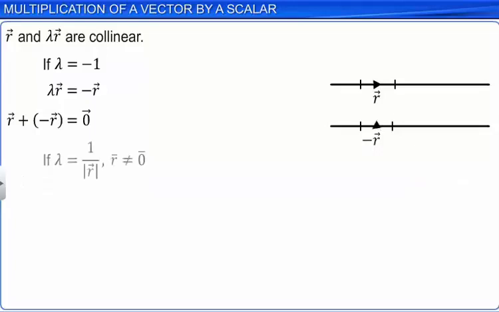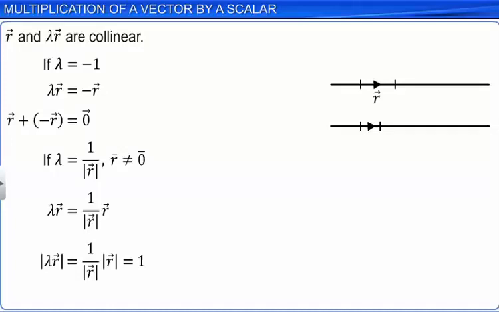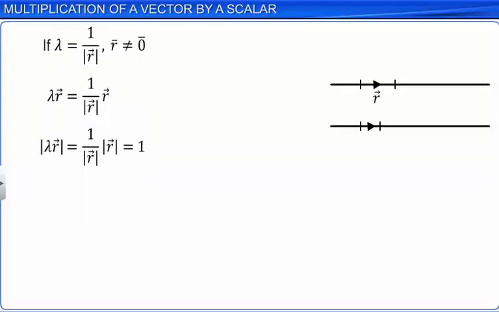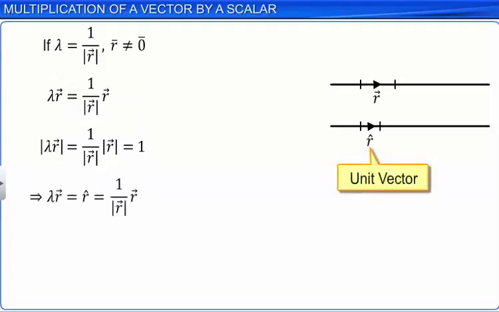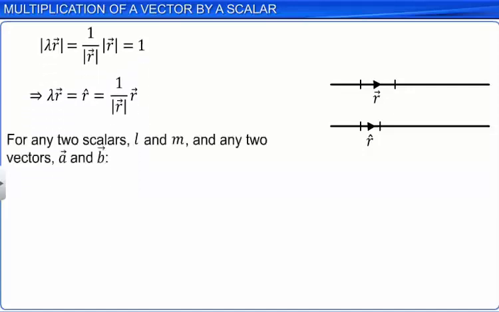Multiplying a non-zero vector r with the reciprocal of its magnitude, we get a vector whose magnitude is 1. In this case, the new vector is a unit vector r with the same direction as the given vector and magnitude equal to 1. A unit vector r is denoted as shown. The multiplication of vectors by scalar quantities follows the distributive laws shown here.